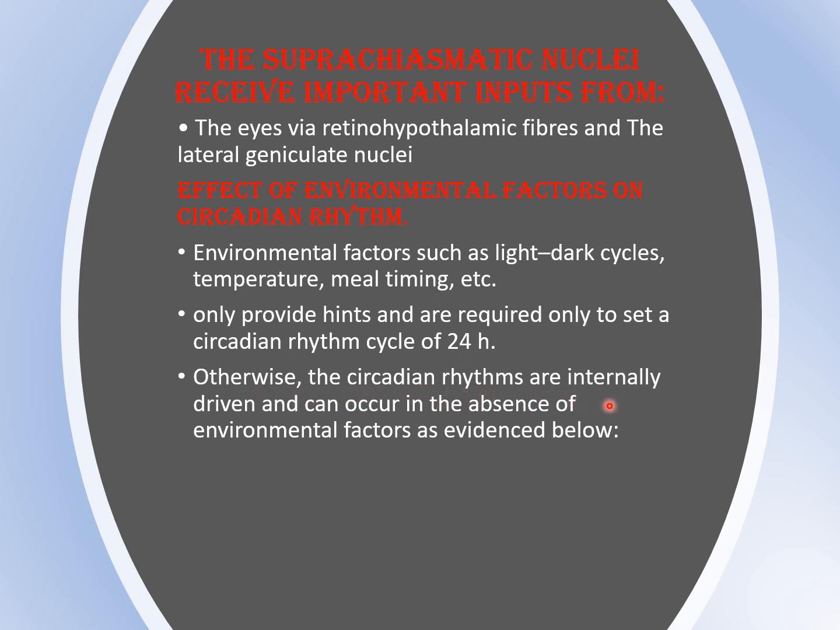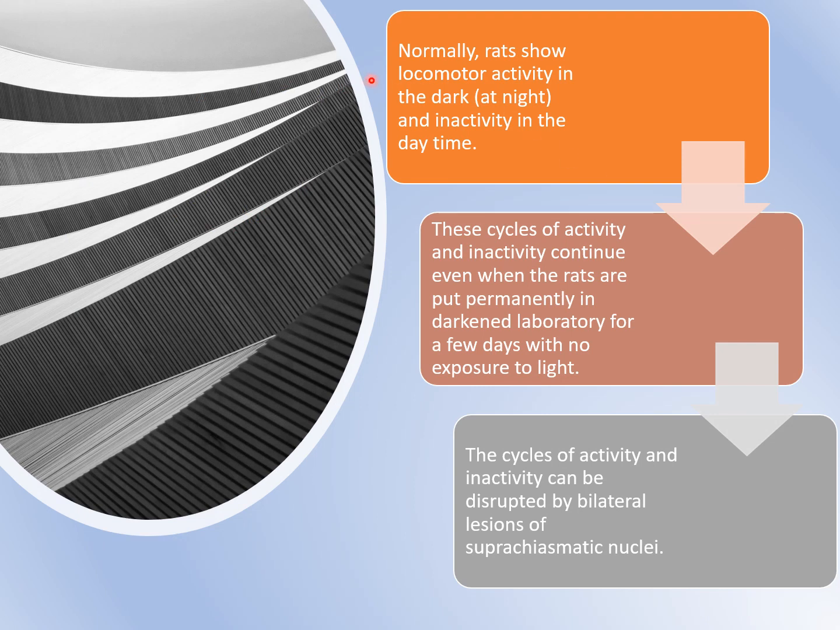Otherwise, the circadian rhythms are internally driven and can occur in the absence of environmental factors, as evidenced, for example, by the fact that normally rats show locomotor activity in the dark, meaning at night, and inactivity in the daytime. These cycles of activity and inactivity continue even when the rats are put permanently in a darkened laboratory for a few days with no exposure to light, and the cycles of activity and inactivity can be disrupted by bilateral lesion of the suprachiasmatic nuclei.